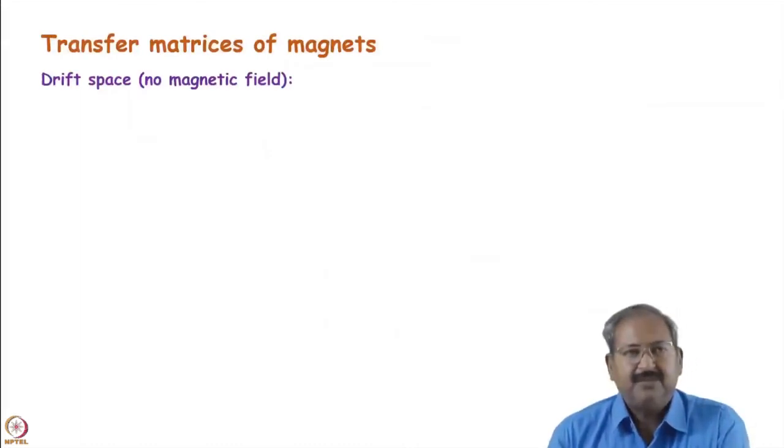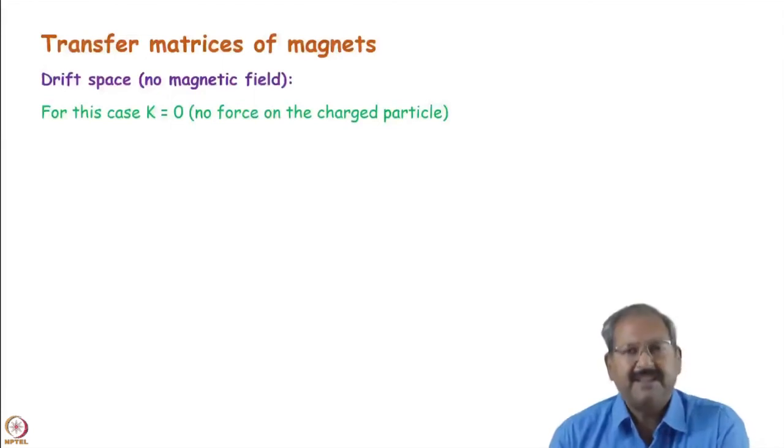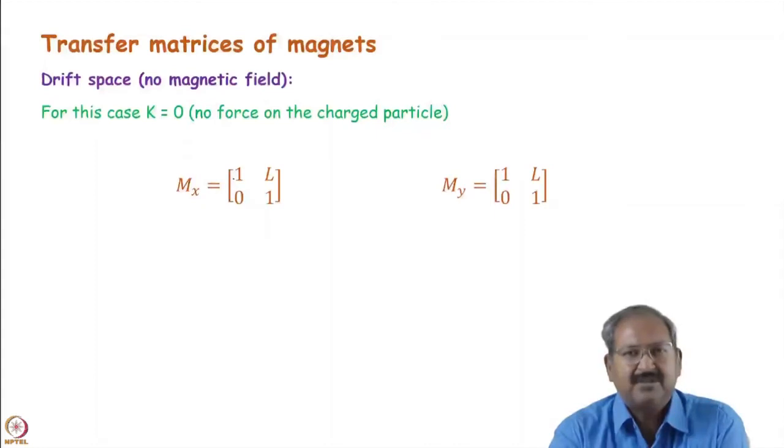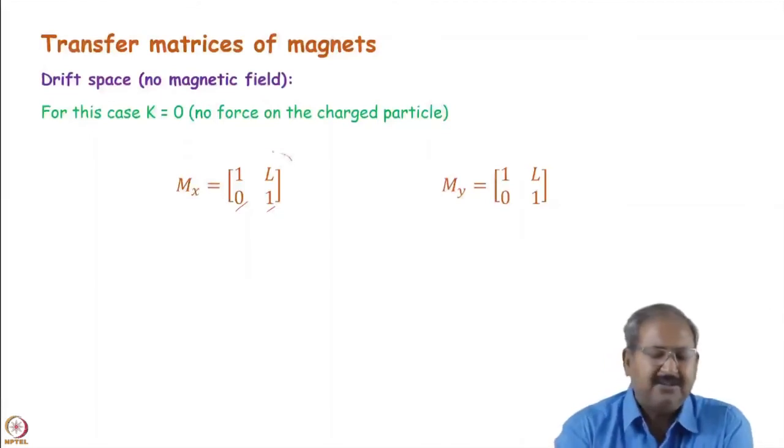Now we will put the value of K for individual magnets and we will get the individual element's matrix. So for drift space we will put K equal to 0 in the matrix. With K equal to 0, the first element was cos root KL. So K equal to 0 means cos 0, which becomes 1. Similarly, you can obtain the rest of the elements. So this element will be L only, this element will be 0, and this element 1. So this is the transfer matrix of the drift space in the horizontal plane.